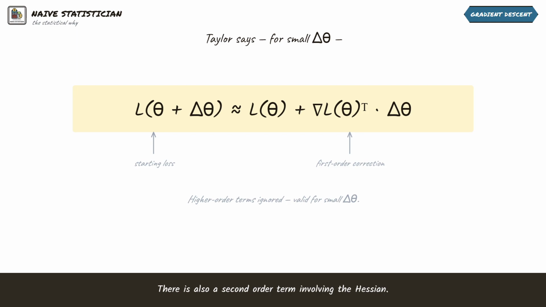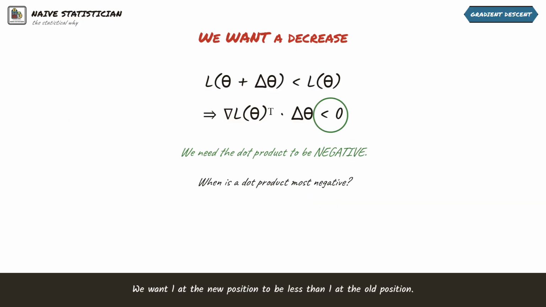There is also a second order term involving the Hessian, but for now the small delta theta approximation drops it. Now here is where the algebra becomes beautiful. We want L at the new position to be less than L at the old position. We want a decrease. Looking at a Taylor expansion, that means we need the second term, the gradient dotted with delta theta, to be negative. So we need to choose delta theta such that this dot product is as negative as possible.